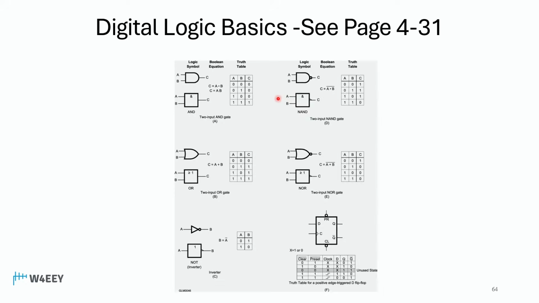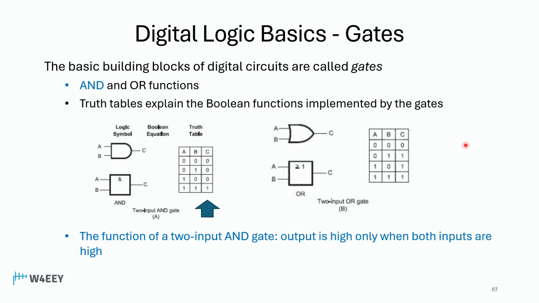So here's some different kinds of combinations of logic gates and some of the functions that they offer. Just giving you a quick overview. I'm going to blow up this particular one here because it's the only one where we have a pool question, called an AND gate, and expanding on how that works. The basic building blocks of digital circuits are called gates. We have and or functions, and truth tables explain the Boolean functions implemented by the gates. Now Boolean, that's the algebra that deals with ones and zeros.